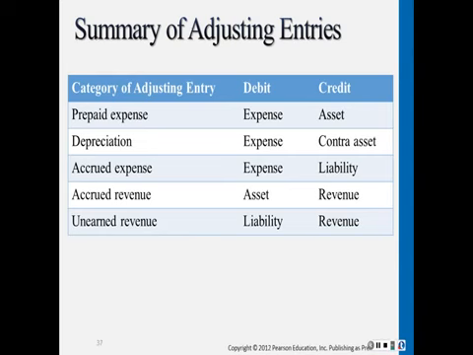This table summarizes the accounting for adjusting entries. Note that each entry impacts an income statement account and a balance sheet account. Prepaid expenses involve debiting expense and crediting an asset. Depreciation involves debiting an expense and crediting a contra asset. Accrued expense involves debiting an expense and crediting a liability. Accrued revenue involves debiting an asset and crediting a revenue. And lastly, unearned revenue involves debiting a liability and crediting a revenue.